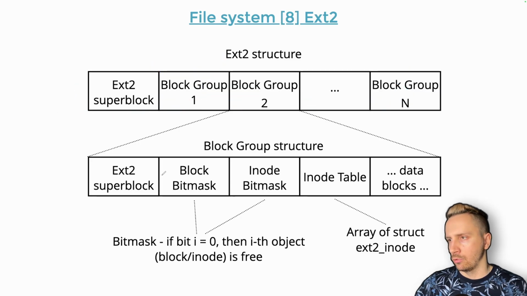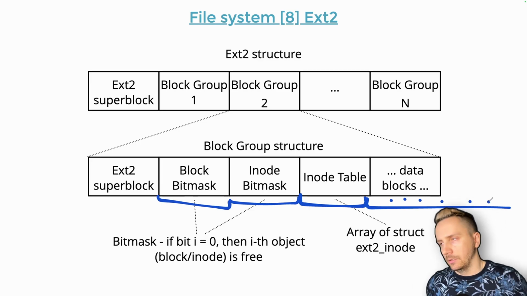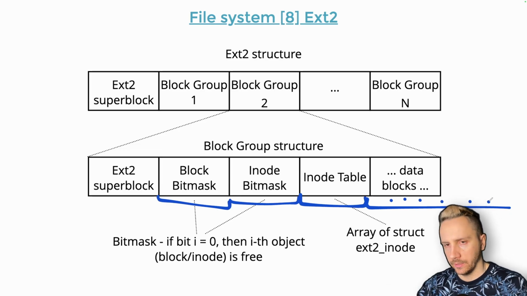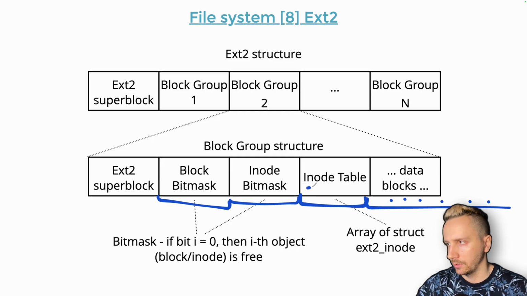And then after the copy of the superblock, it will store metadata: block bitmask, inode bitmask, and inode table. And then some number of data blocks, which depends on the size of the device and on the size of the block. Data blocks are where the actual data is stored: the content of your files, the list of files of your folders, and so on. The inode table is where the metadata of the files and folders is stored.